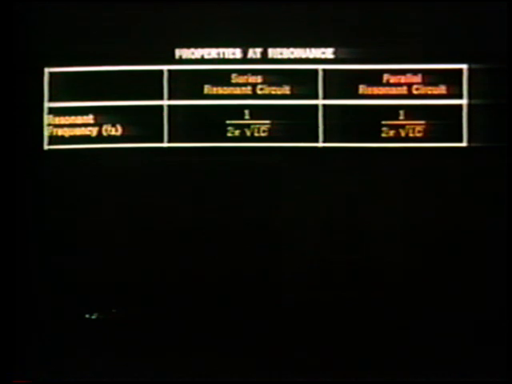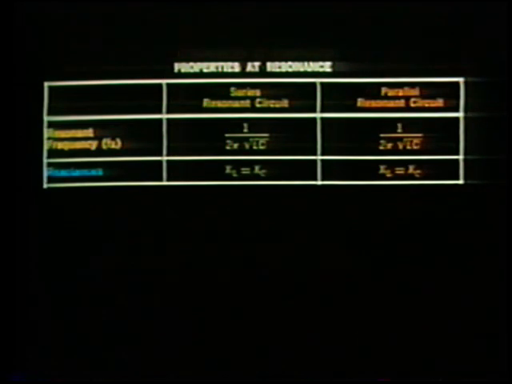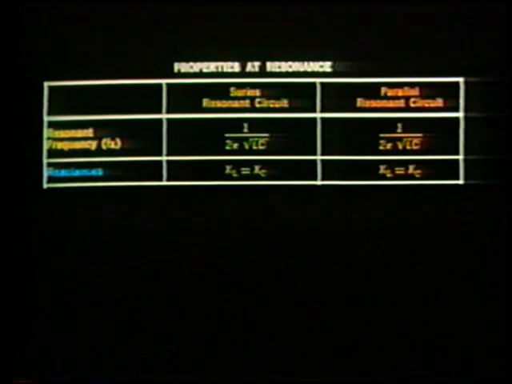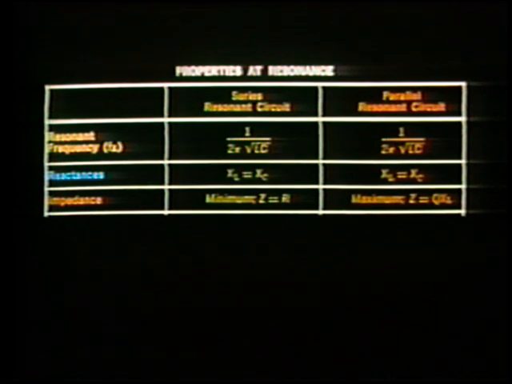Let's compare the properties of a series and parallel resonance circuit. The resonant frequency, FR, is determined in the same way for both circuits. Resonant frequency equals 1 over 2 pi square root LC. At resonance, both reactances are equal. XL equals XC. The impedance for a series circuit is minimum, Z equals R. But in a parallel circuit, the impedance is maximum, Z equals QXL.